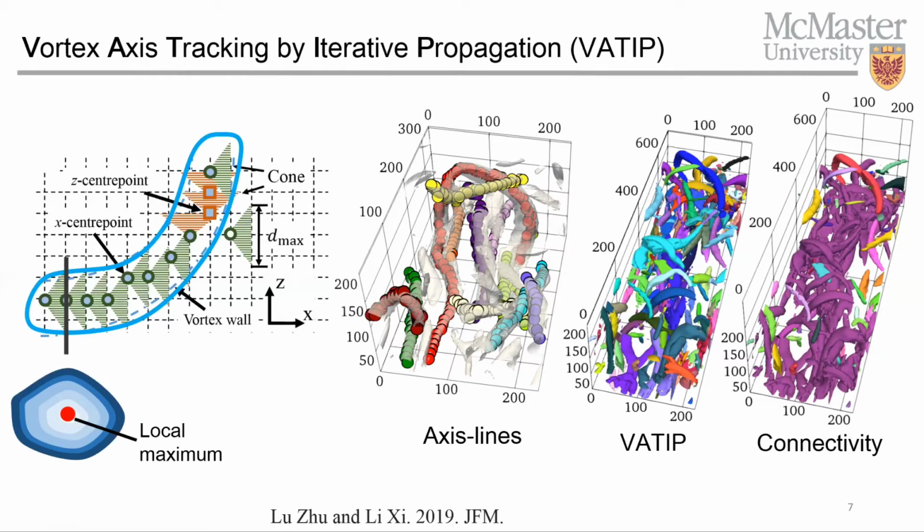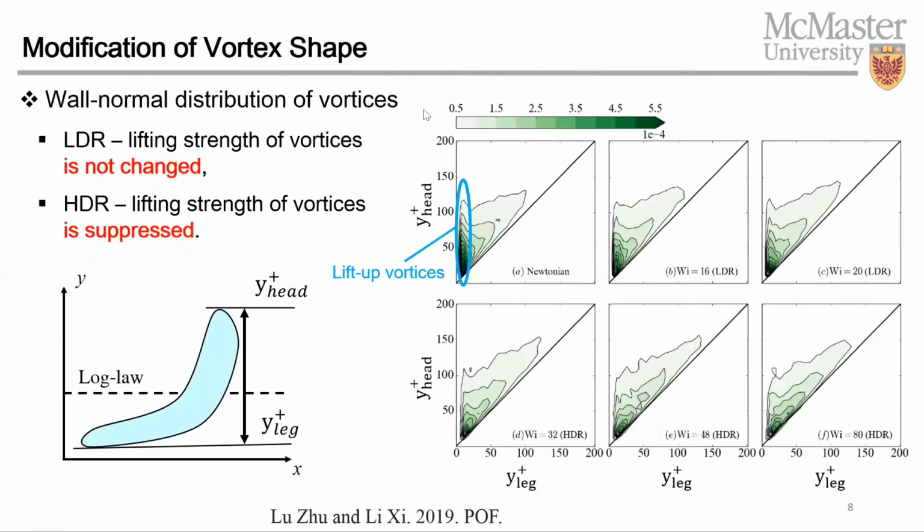of vortex tube, like in this figure. It turns out that the VATIP method has better performance over vortex separation based on the vortex tube connectivity, as the second method forcibly collects a large amount of vortices. By using the VATIP method, we found that the polymer could influence the lifting stress of vortices.